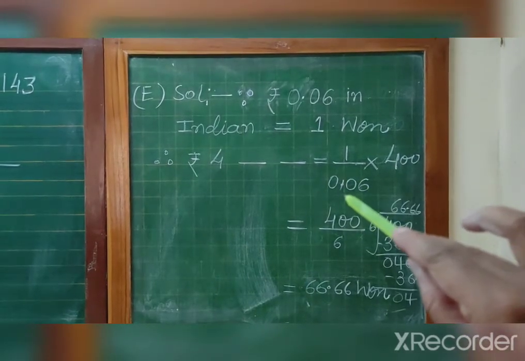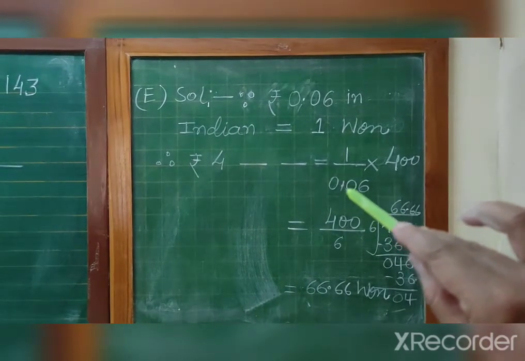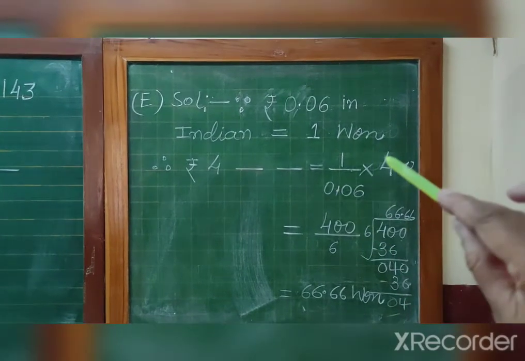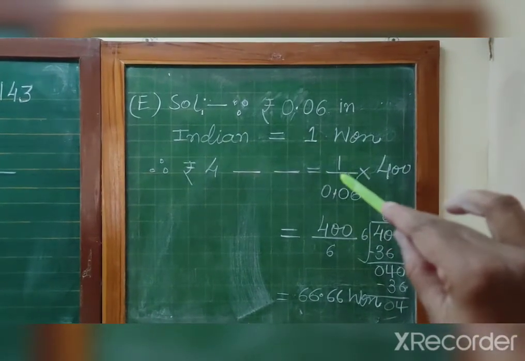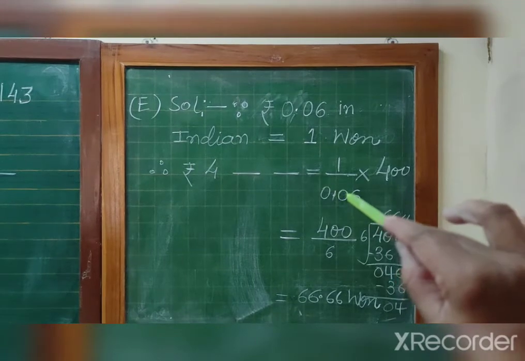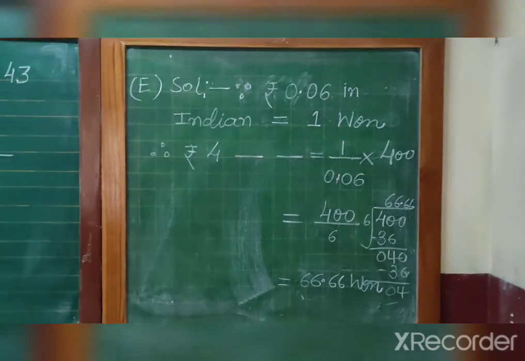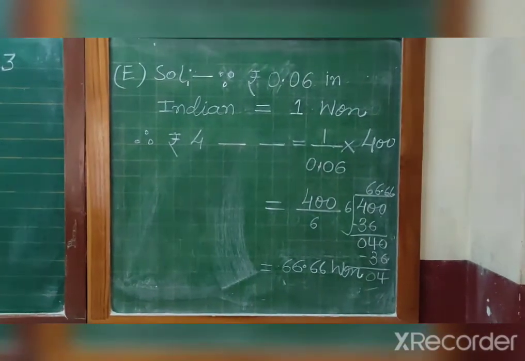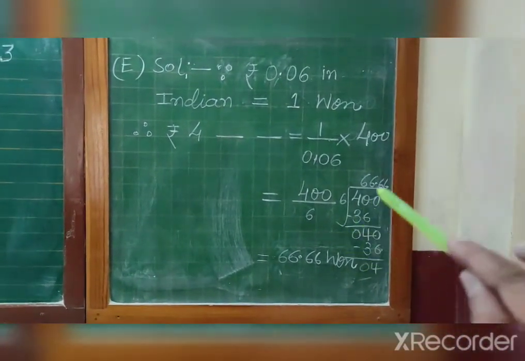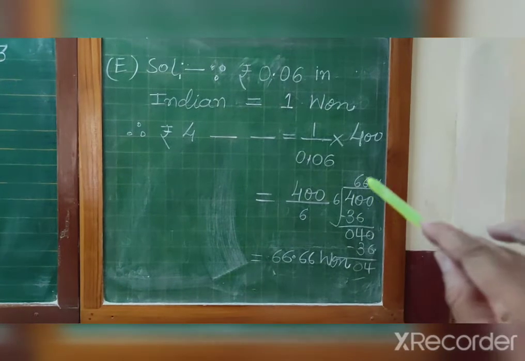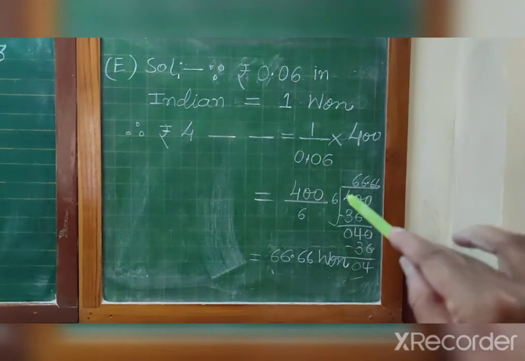But you can see here the decimal is before 2 digits. So when you remove this decimal, cut. After this there are 2 digits, so you put 2 zeros here. So 400. 4 ones are 4, and upon 6 when you divide, 6 6s are 36, 40 minus 36 is 4, and 3 minus 3.